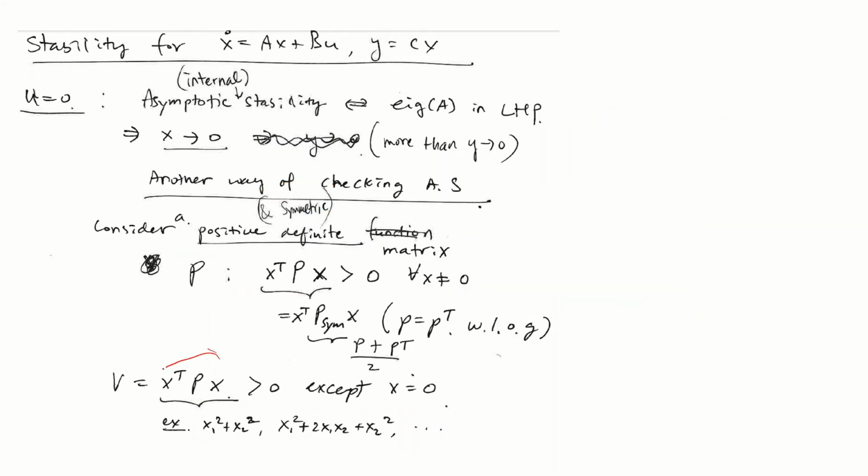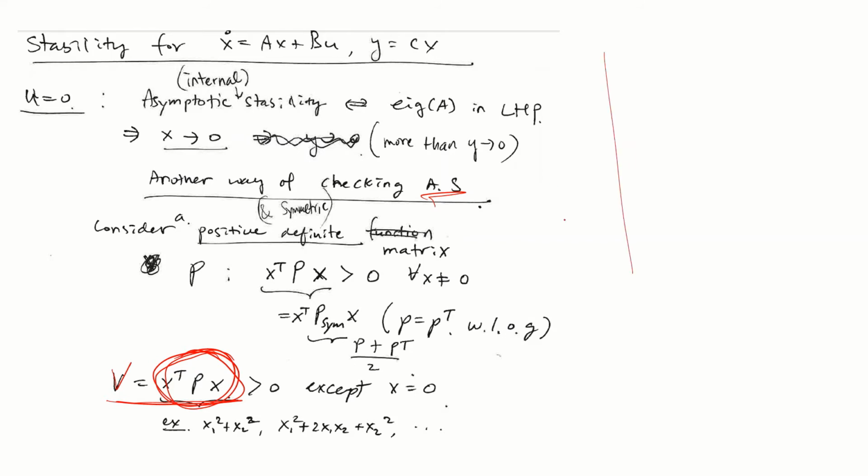And now we are going to use this positive definite matrix and this V function, which is defined as x transpose Px, to check the asymptotic stability of a system. Here, what is the concept of this V? Well, this is always positive, as I said, except x equal to 0.